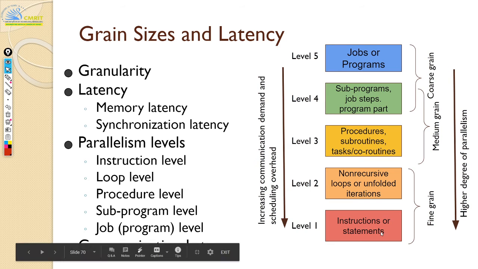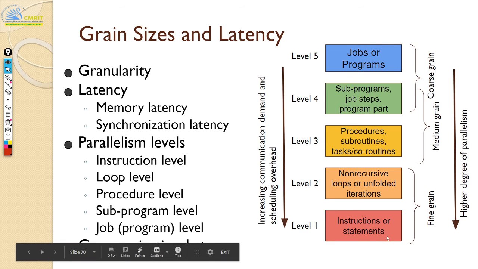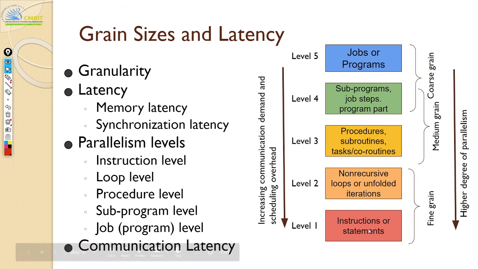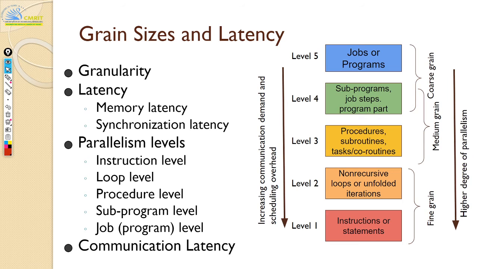And similarly, the deeper you go, the higher the degree of parallelism. For example, instruction level parallelism is the highest level of parallelism you can get. Why? Because you have so much flexibility. Let us say you are dealing with 10 or 15 instructions. You can assign them in any form. You can have different combinations of those instructions, and you can play around with it to get the best benefit out of the parallelism.